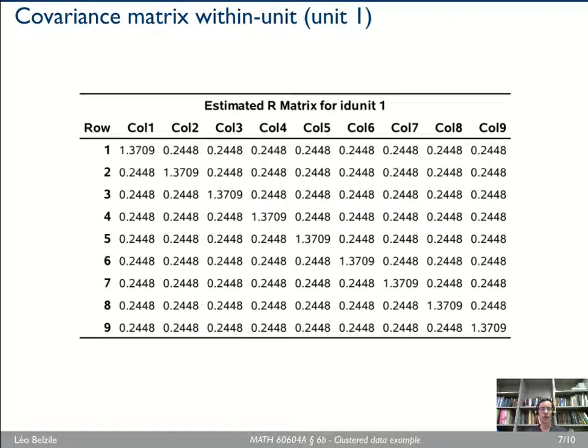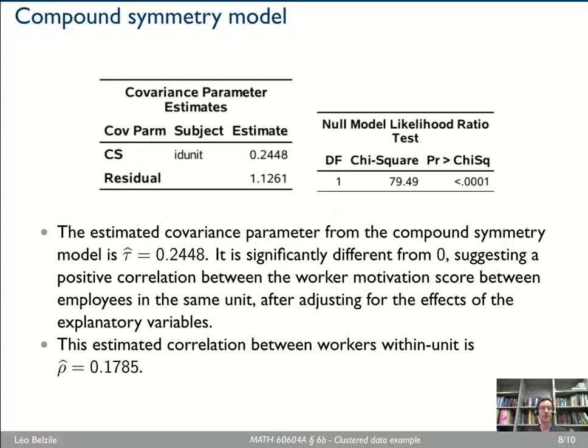This tau is 0.24, and we have something like 1.125 for the sigma square parameter. Okay, so the variance is sigma square plus tau, and so here that's 1.37, and that's what you see in this table. Not necessarily telling you a lot. Perhaps it's easier in terms of correlation. So the correlation within unit is 0.17, which is relatively significant.